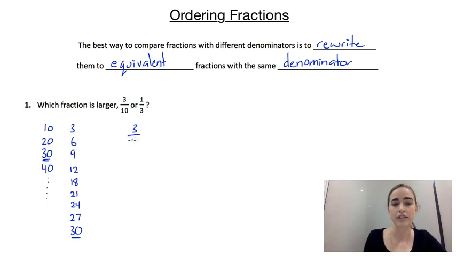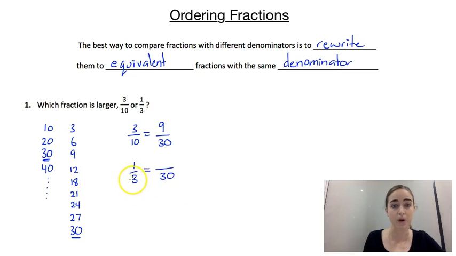So we've got 3/10 to start with. If we want to make it have a denominator of 30, then we'd have to multiply the denominator by 3, which means we also have to do the same to the numerator. So 3 times 3 would give us 9. Now we need to convert 1/3 as well, and we want it to have a denominator of 30. So we'd have to multiply the bottom, the denominator, by 10. So we have to do the same thing to the numerator as well.